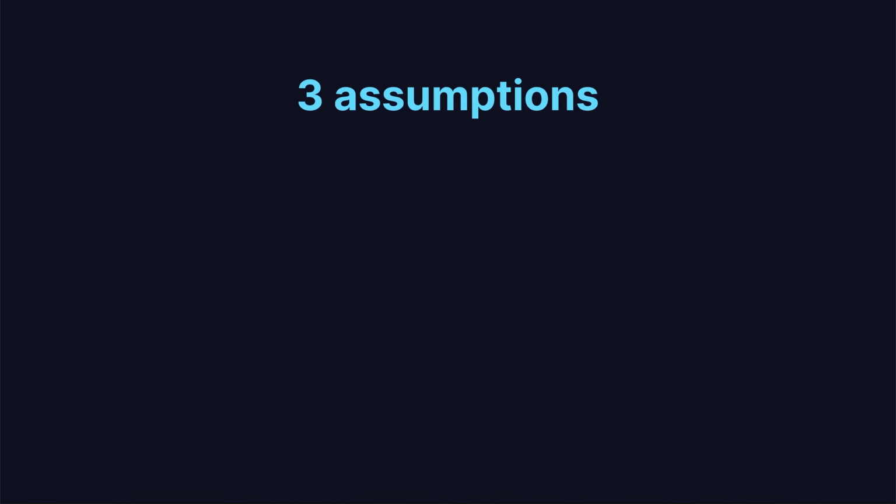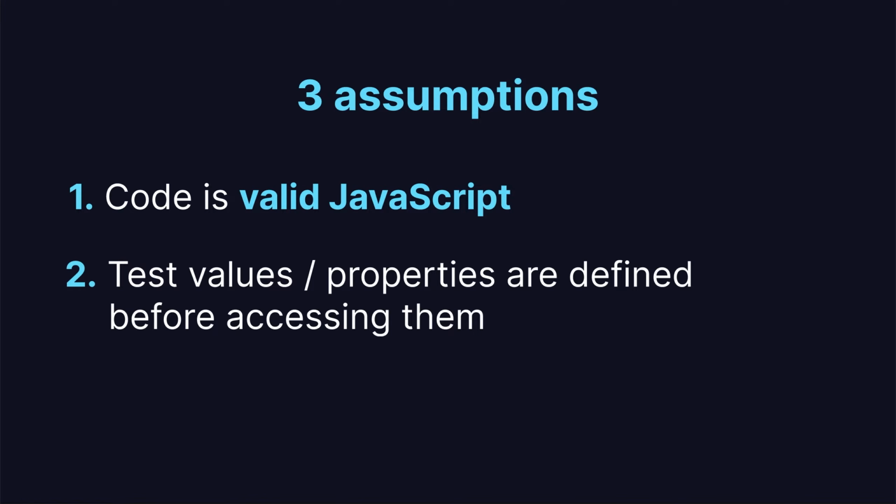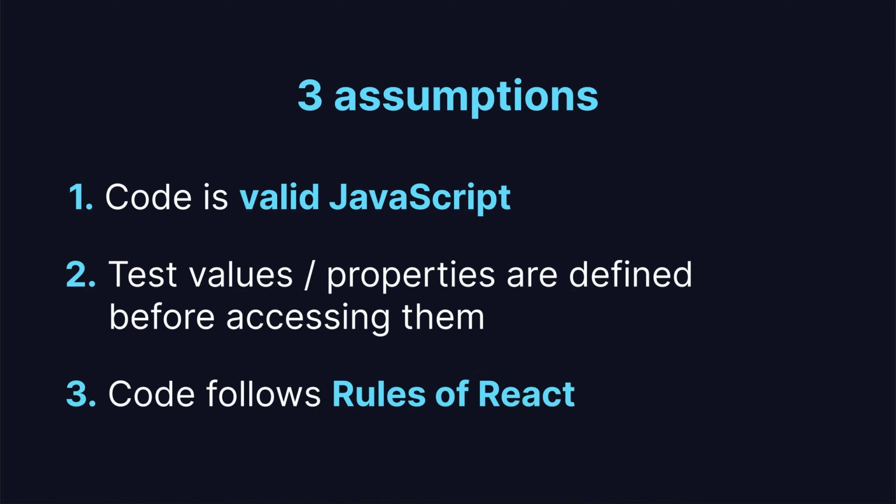However, these optimizations rely on three assumptions about your code. The first one is that your code is valid JavaScript, which shouldn't be too surprising. The second assumption is that you test if values and properties are defined before you access them. Once again, not too surprising. The third is that your code follows the rules of React, which are rules like calling hooks only at the top level and so on.